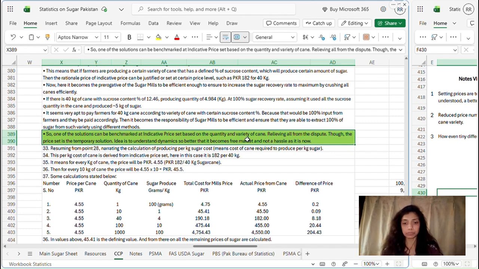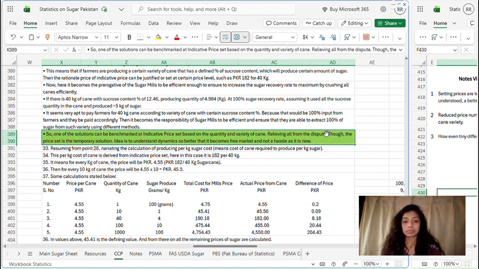Then it becomes the responsibility of sugar mills to be efficient and ensure that they are able to extract 100% of the sugar from such a variety using different methods. So again, farmers intend to sell all the sugarcane that they have produced, and the mills can benefit if they crush all the cane.